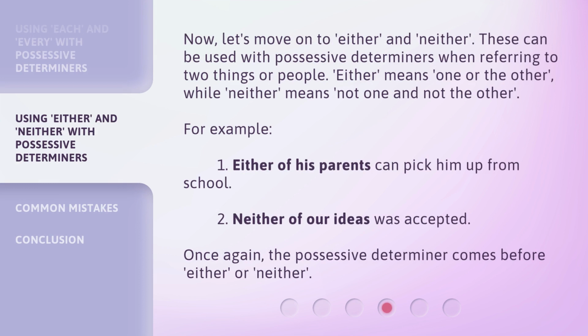Now, let's move on to either and neither. These can be used with possessive determiners when referring to two things or people. Either means one or the other, while neither means not one and not the other. For example, 1. Either of his parents can pick him up from school. 2. Neither of our ideas was accepted. Once again, the possessive determiner comes before either or neither.